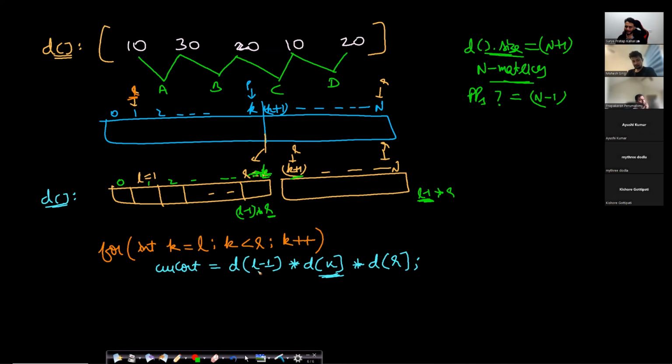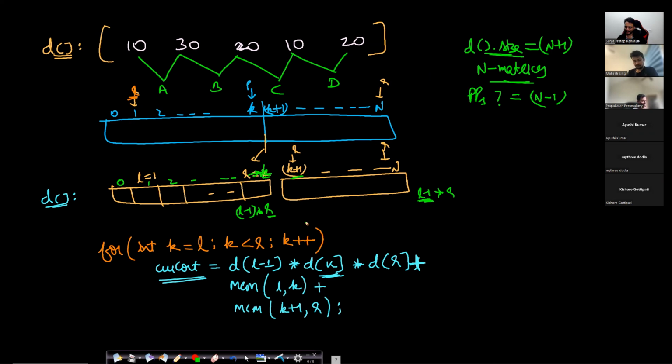To this cost, you add the sub-problem cost. So you call the MCM recursively and solve it for L to K, because K is the partition point, right? Plus MCM of K plus 1 to R. Then this will be the total cost at the current partition point. Three types of cost added.